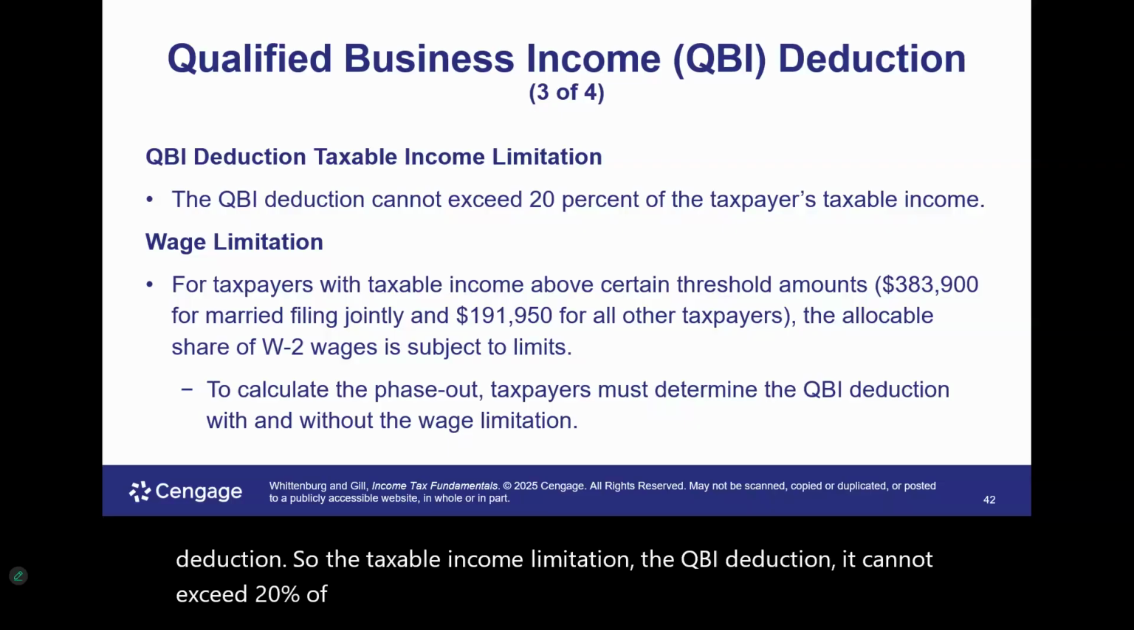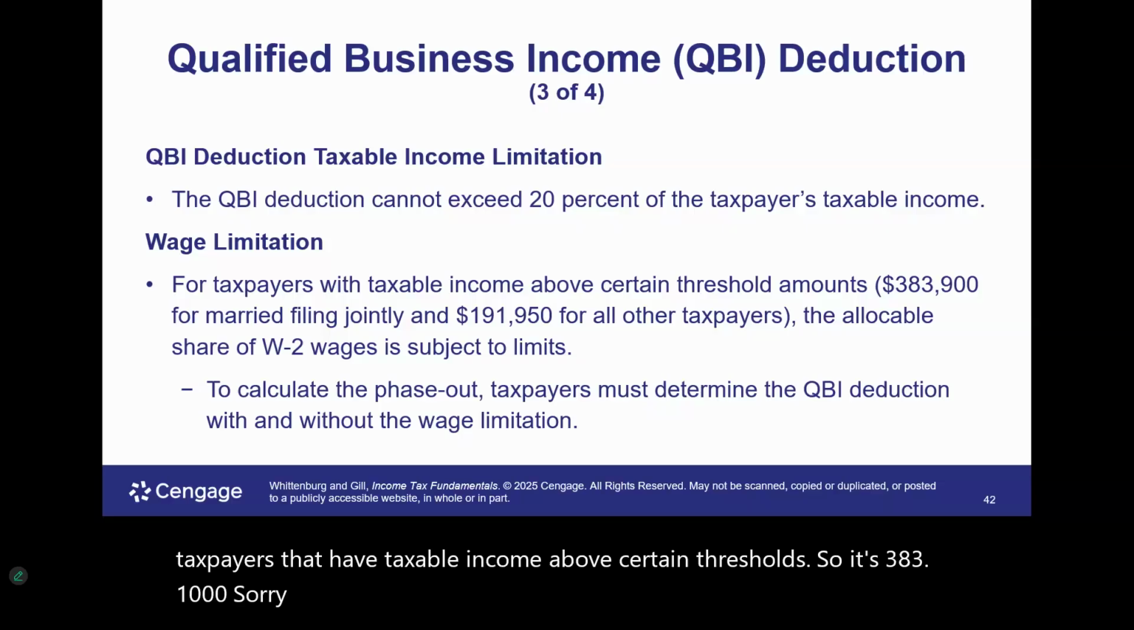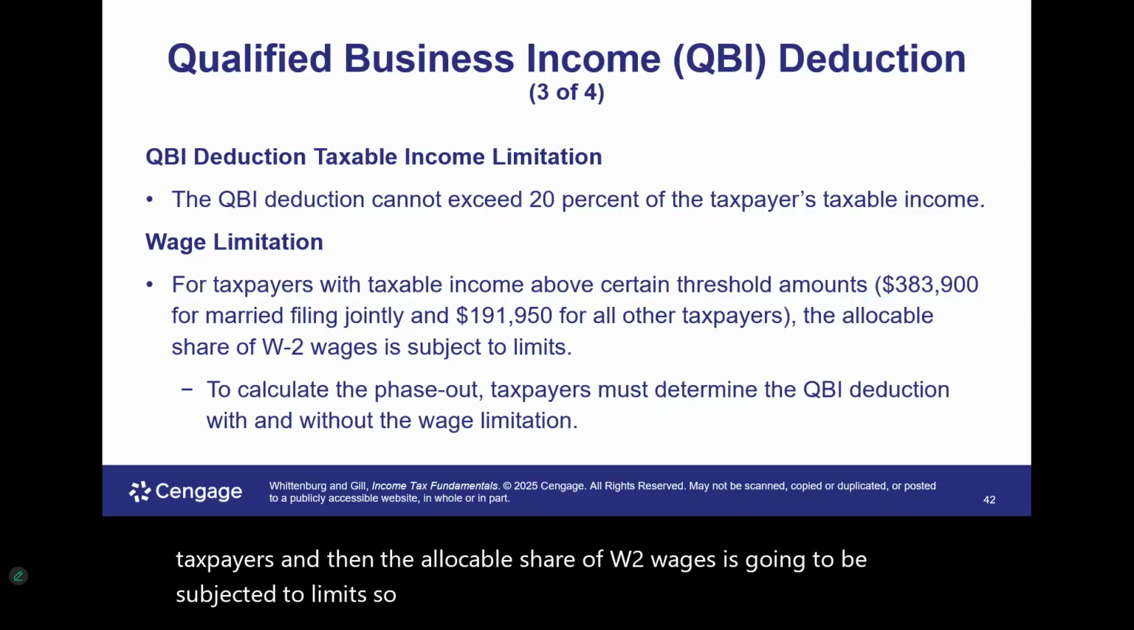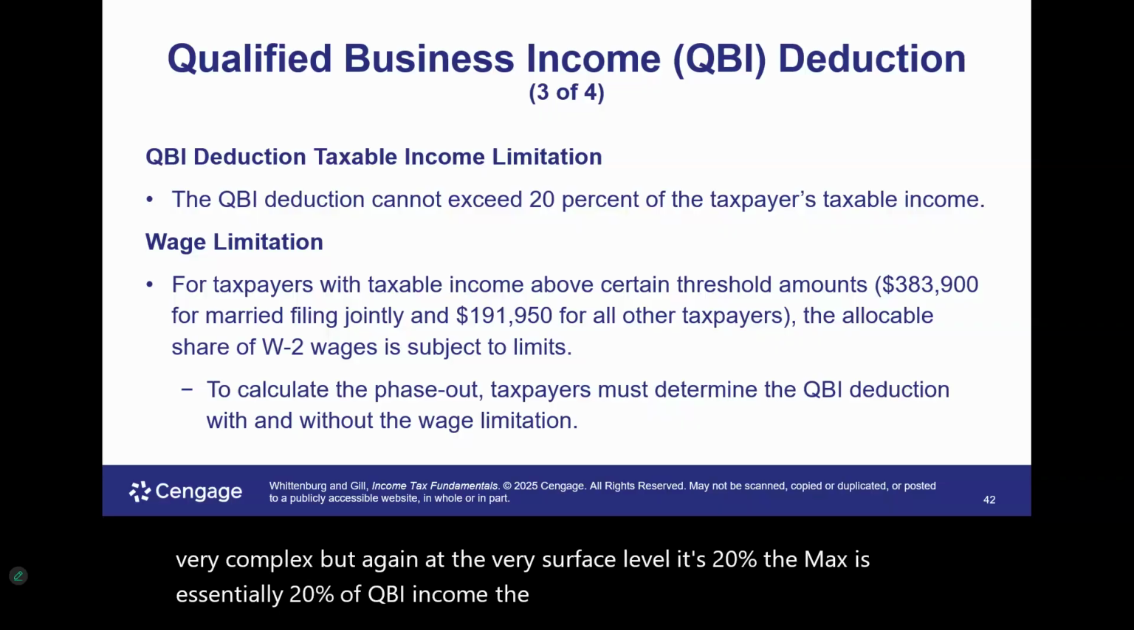There is a wage limitation for taxpayers that have taxable income above certain thresholds. So it's $383,900 for married filing joint, and $191,950 for all other taxpayers. And then the allocable share of W-2 wages is going to be subject to limits. So there are certain phase outs. So the QBI deduction can be very complex. But again, at the very surface level, it's 20%. The max is essentially 20% of QBI income, the qualified business income, or 20% of taxable income.